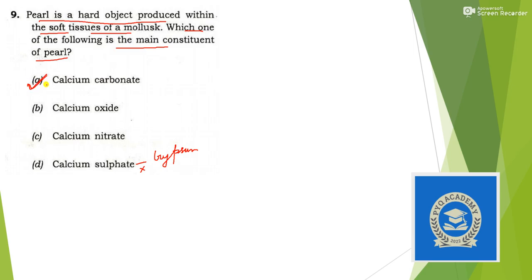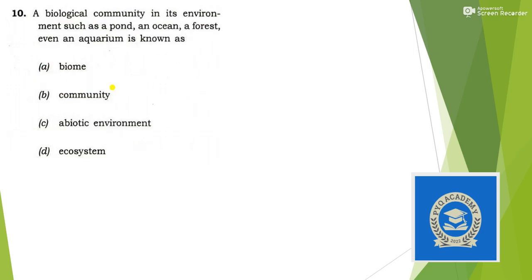Remember this answer. Each and every stone which has a white or shining appearance and has some commercial value is, in most of the cases, calcium carbonate. So let's move to next question.